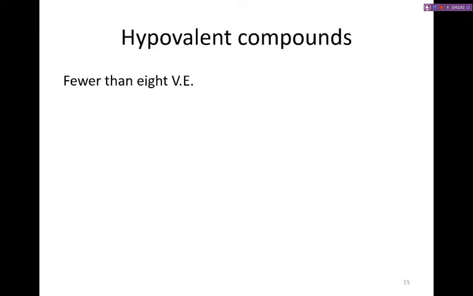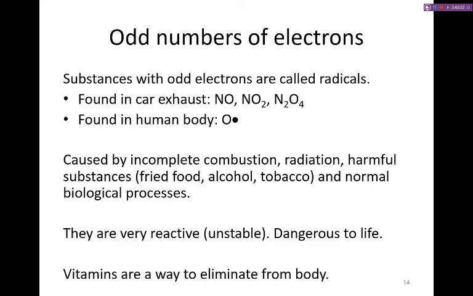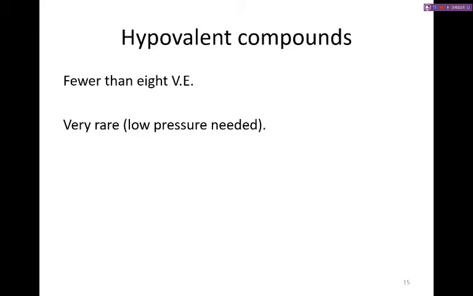The second class of exceptions to the octet rule are hypovalent compounds. These are when you have fewer than 8 valence electrons on your elements. These are very rare. You can only really get these in the laboratory under very low pressures. And so when you look at molecules that are hypovalent, they're also very, very reactive. Some examples that you might encounter are beryllium hydride, boron hydride, boron fluoride.